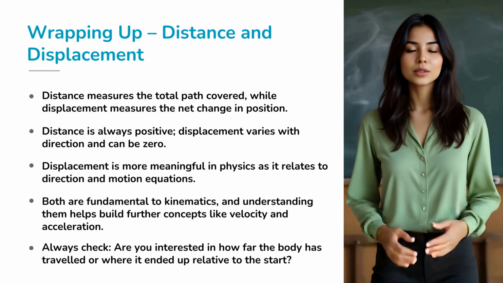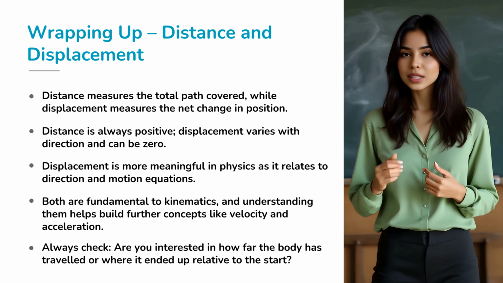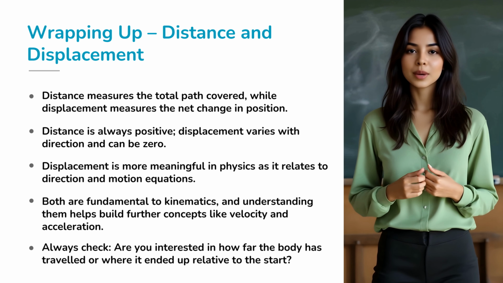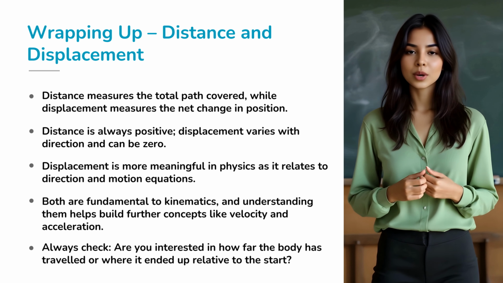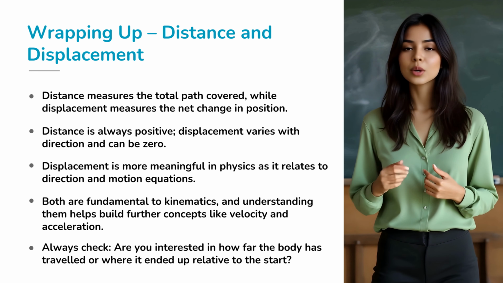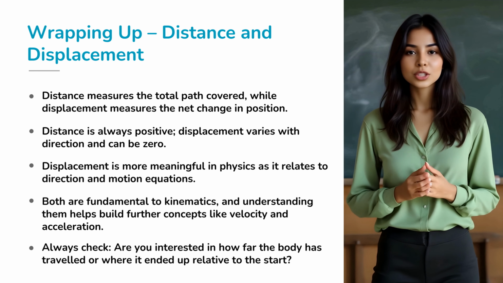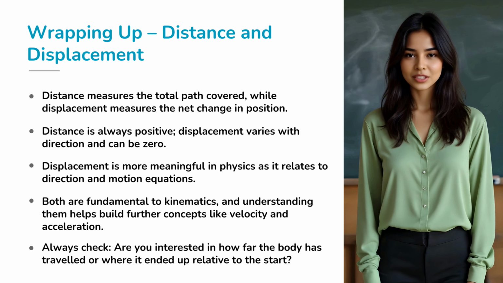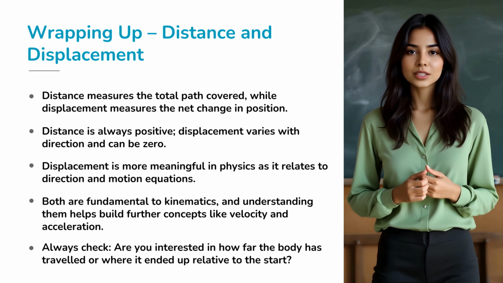Alright, let's quickly revise what we've learned today. Distance is the total path length, a scalar quantity. Displacement is the shortest path from start to end, a vector quantity. Distance is always positive. Displacement can be zero or negative. In curved or circular paths, displacement is usually less than distance. These fundamental ideas form the building blocks of motion analysis in physics.